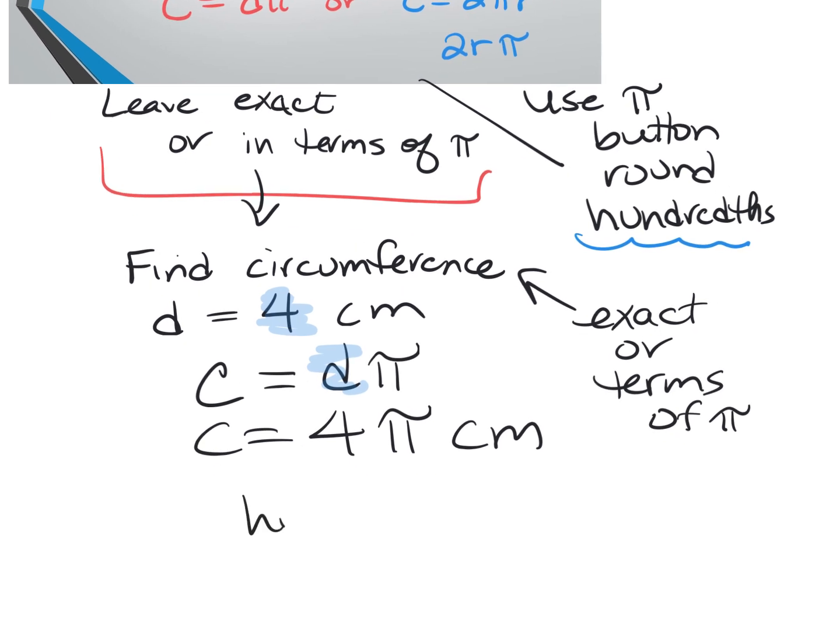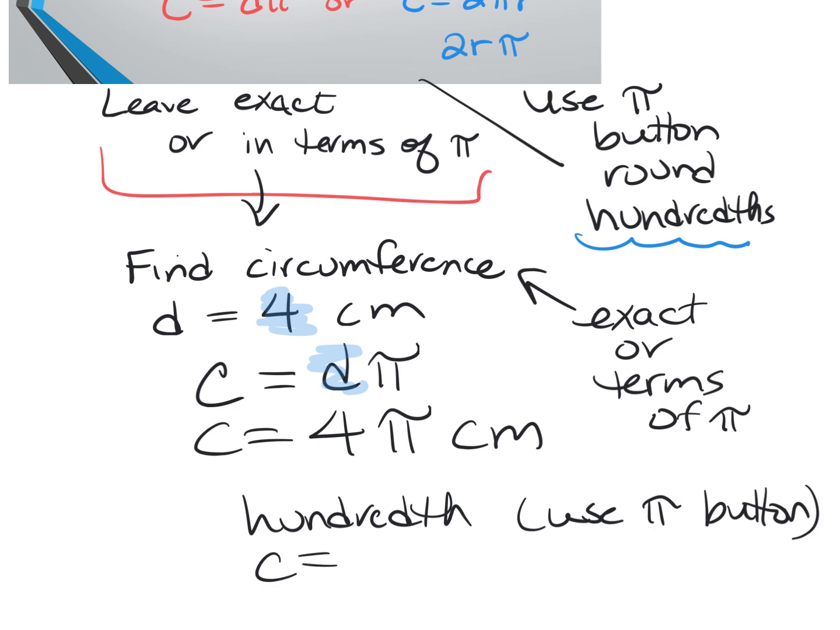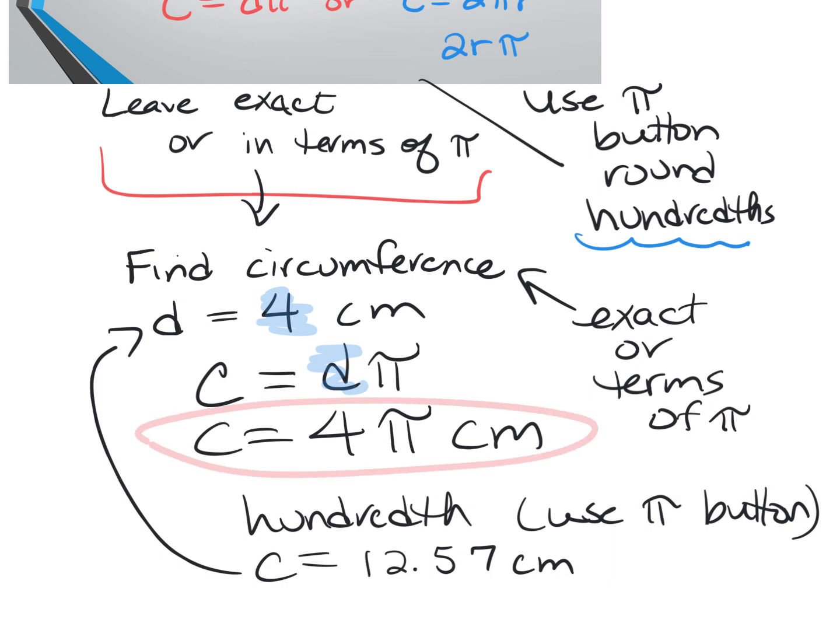If it said hundredths, then we would use the pi button, and what we would get is 4 times pi. That would give me, rounded to the hundredths place, 12.57. And again, you're going to need to label your answer with the appropriate units. So this would be the same question given a diameter, but using the pi button. And then this would be the answer, leaving it exact, or in other words, terms of pi.